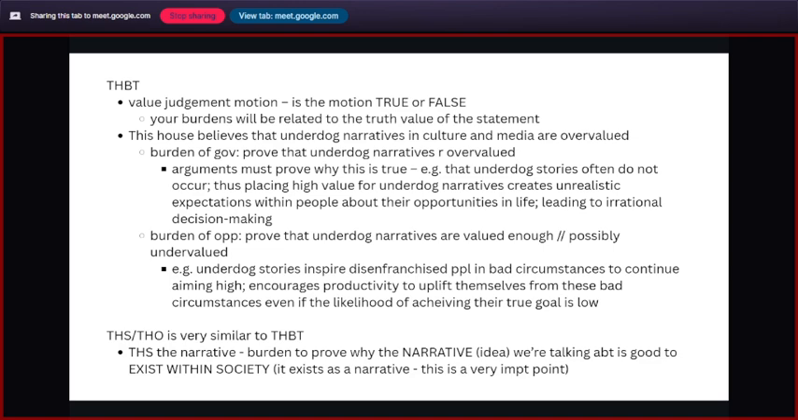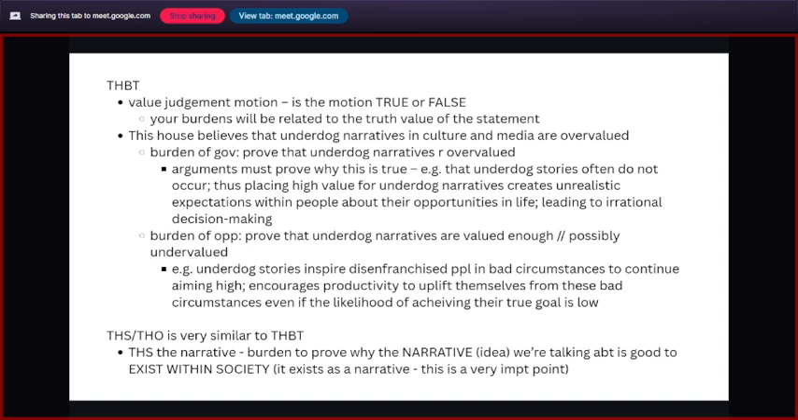So your burdens are basically related to the truth value of the statement. So your burdens are basically just to prove how true the statement on your side is, and also vice versa, how false the other side's statement is, right? So I feel like this is pretty simple. It's the most basic motion. Let's just use an example here.